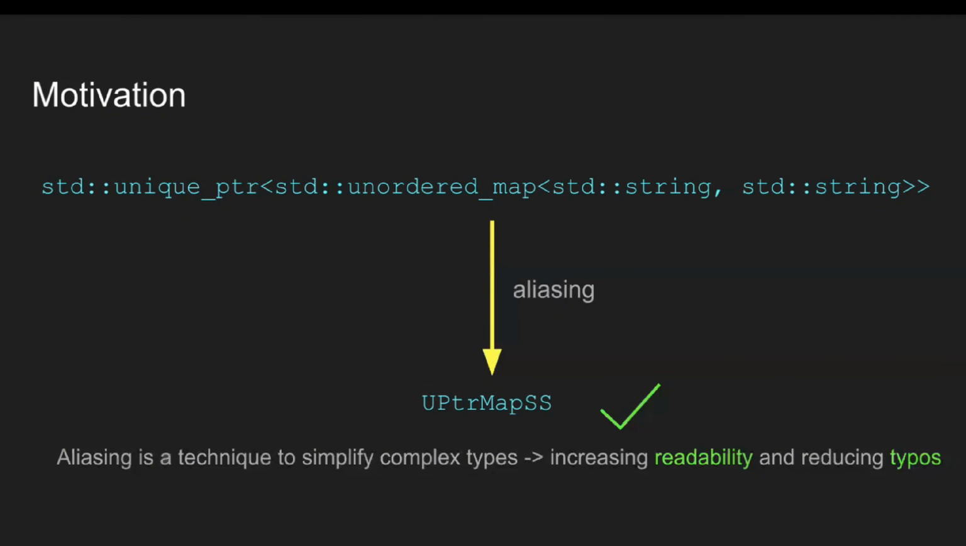So aliasing is a useful technique to simplify a complex type. This increases readability and reduces typos. Imagine that in your code base, you have a lot of type definitions. If they come with this complex one, you might come up with a typo. Isn't it better to define the simple one and use it throughout your code? So we have two ways to do this. The first one is typedef, and the second one is alias declaration.